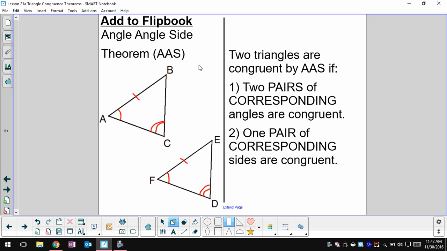So the angle-angle-side theorem says that if any two triangles have two pairs of corresponding angles that are congruent, which we do, A and F, C and D, and if we have one pair of corresponding sides congruent, AB and FE, then without knowing anything else about those two triangles, we can say that they're congruent to each other, so they're two congruent triangles.